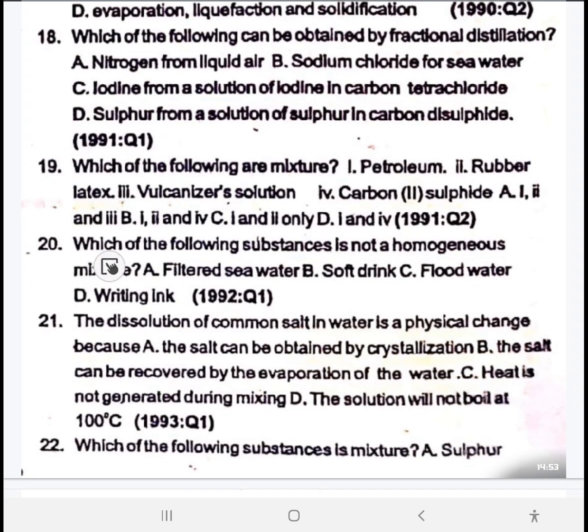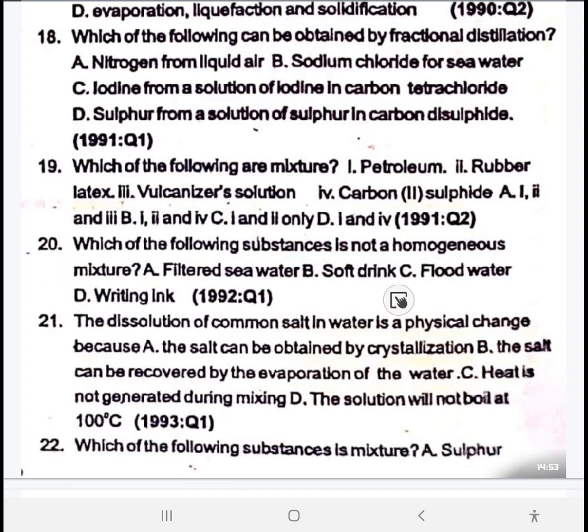20. One way to know a compound from a mixture: compounds have a chemical formula, while mixtures do not. Which of the following substances is not a homogeneous mixture? When they say something is a homogeneous mixture, it means it has one content. It's a mixture, but everything is singular. When something is heterogeneous, it has different things, like flood water. You can see everything inside.